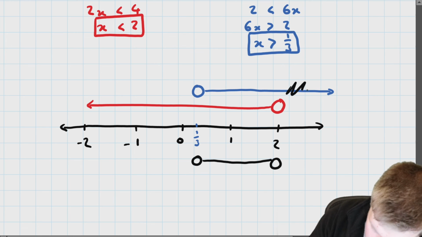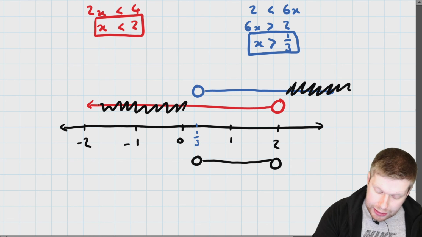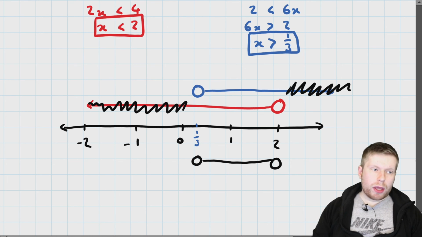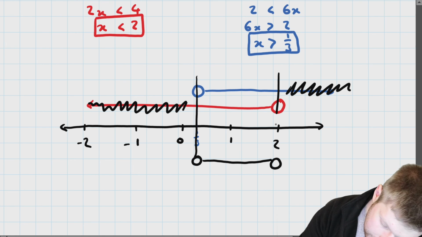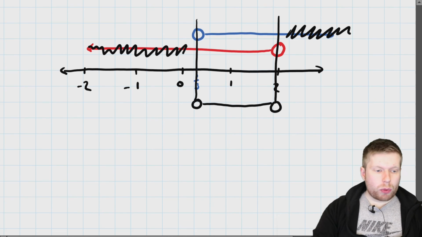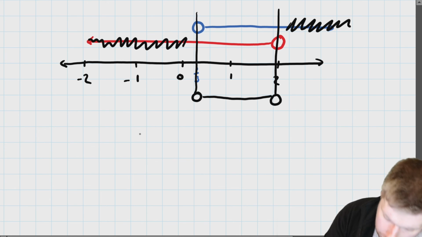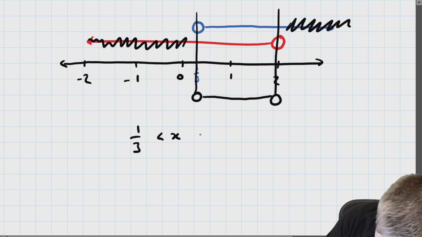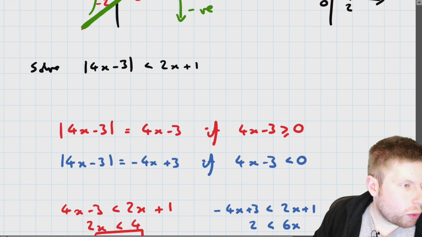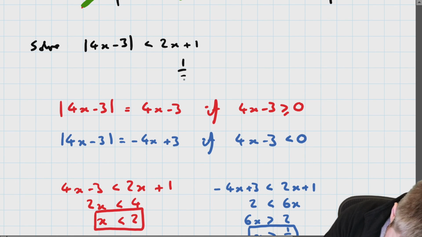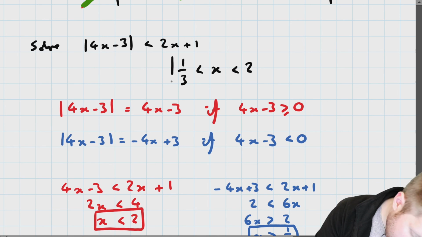Because sure, anything above 2 is satisfied by the blue inequality, but not by the red. And anything below 1/3 is satisfied by the red inequality, but not the blue one as well. So the only region on the graph that is satisfied by both of these inequalities is the bit between 1/3 and 2, but not including both of these things. So the way which I would write that is that x is between 1/3 and 2, but not including 1/3 and 2. So I'll just write that as 1/3 is less than x, which is less than 2. So that there would be the final solution to the original inequality that I had to solve. Okay, so that there is my final solution.